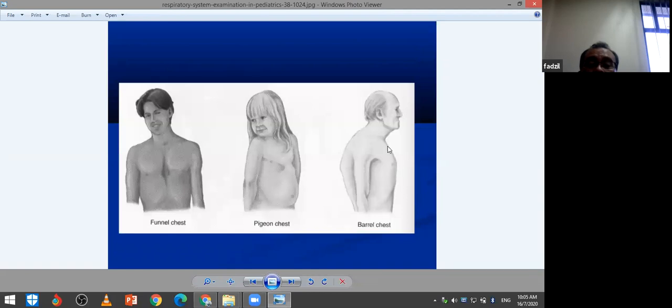The barrel-shaped chest is usually seen in obstructive airway disease, for example bronchiectasis. You can see this barrel-shaped chest in long-standing, rather severe asthma. The AP diameter is high and prominent. From the shape, you know it is barrel. You all know barrel.